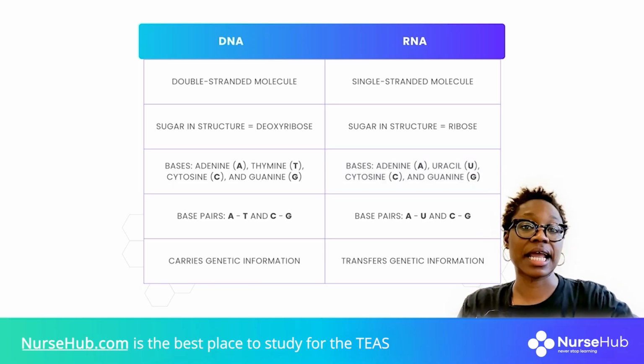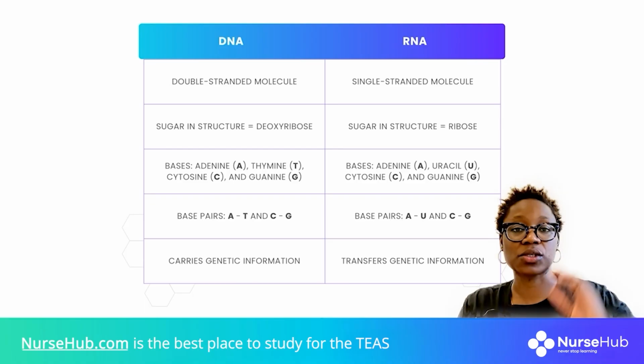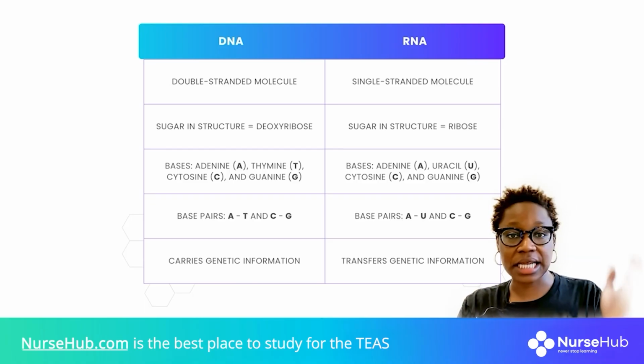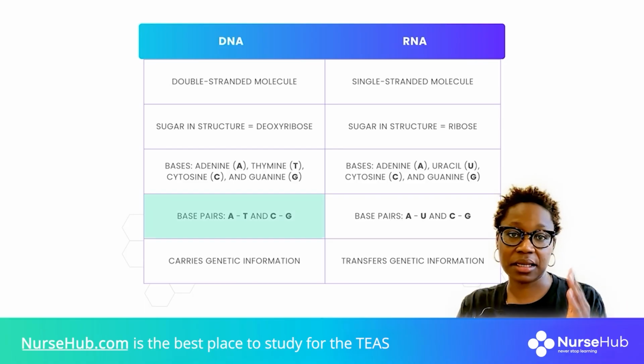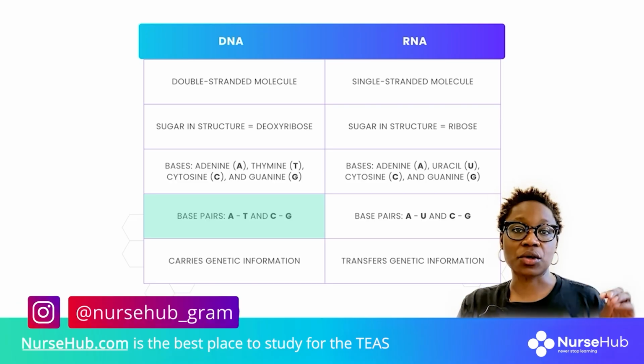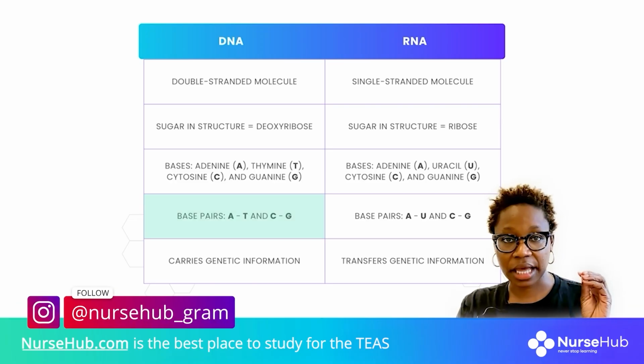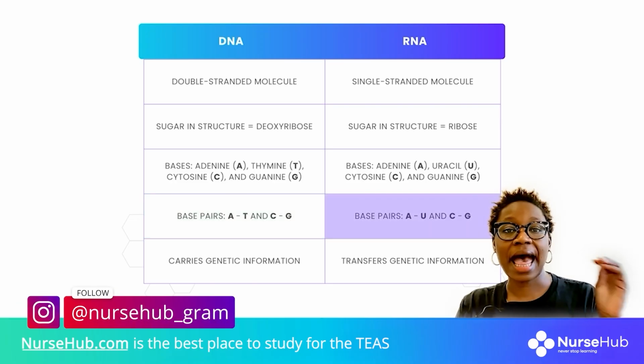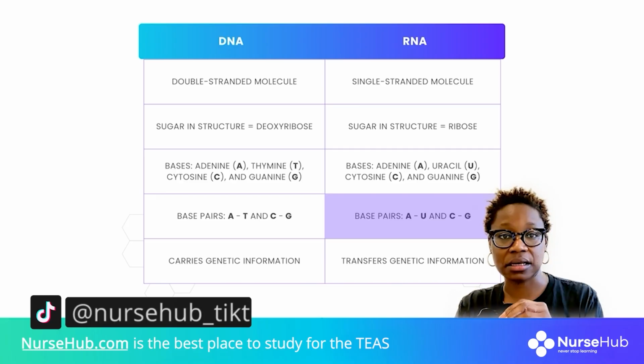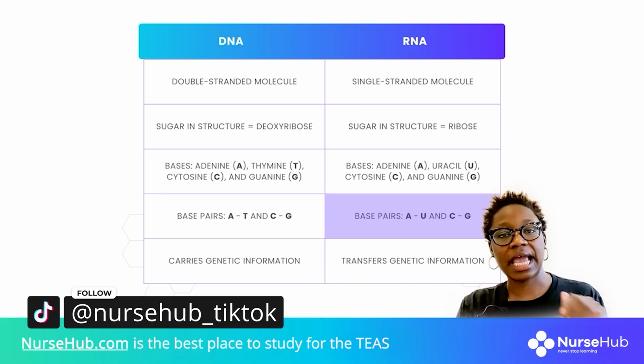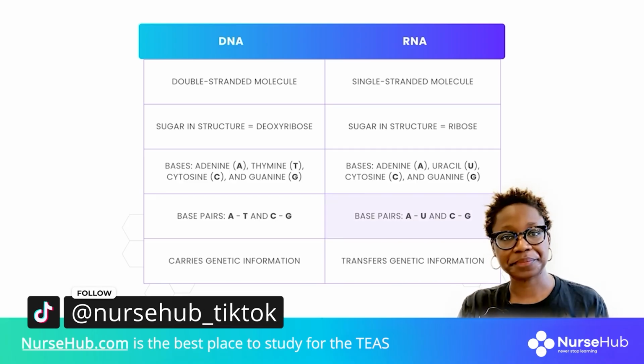We also know that the base pairing is different, so those nucleotide pairings. In DNA, we know adenine and thymine pair together. We also know that cytosine and guanine pair together. In RNA, adenine pairs with uracil, not thymine, and cytosine still pairs with guanine.